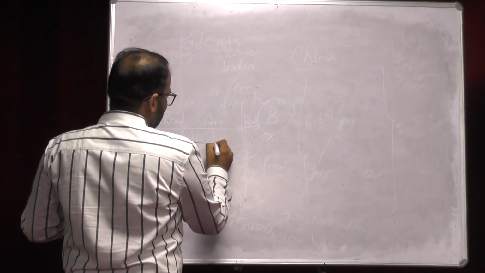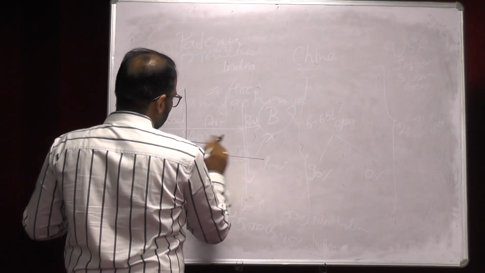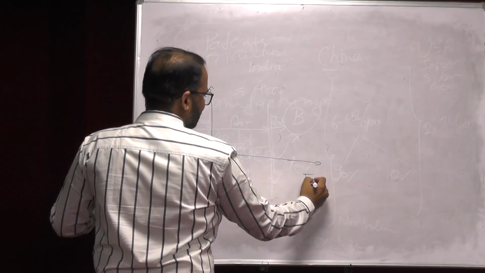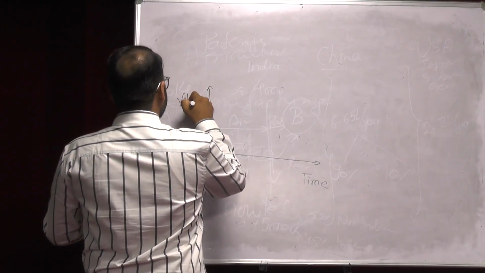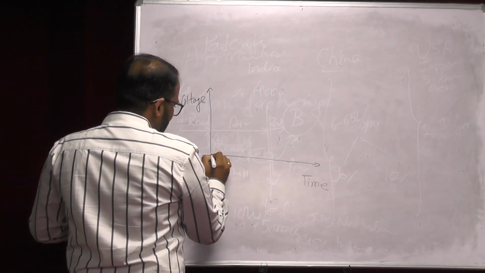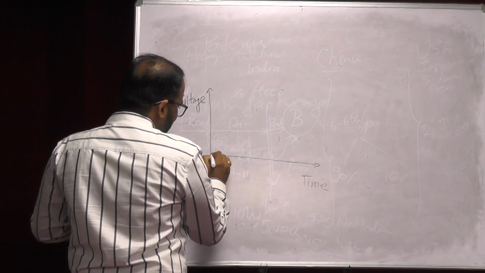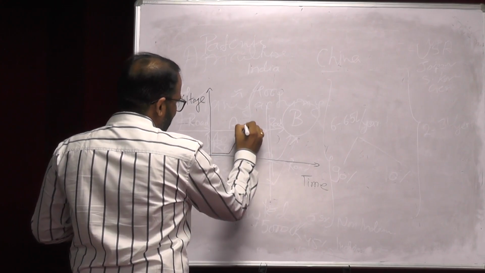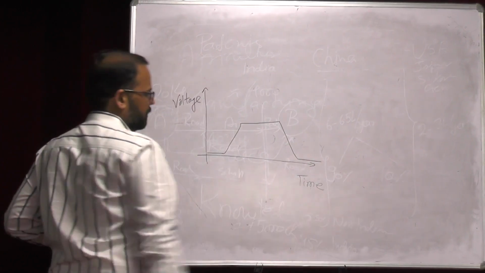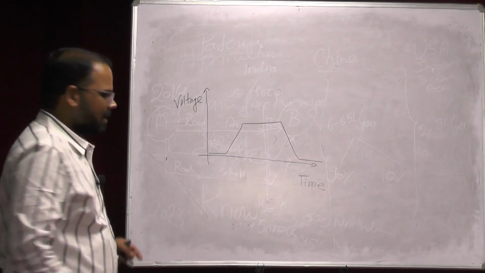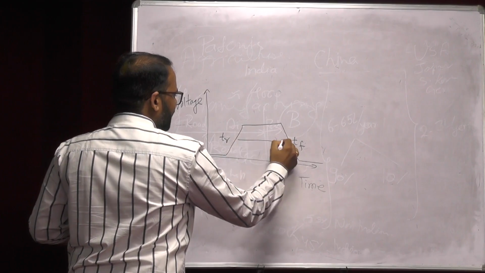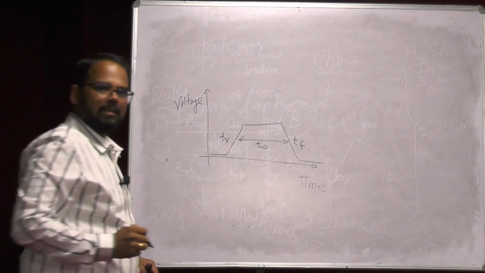So as you can see, this is your time, and this is your voltage. So your voltage parameter should be like this, and this. This is a typical pulse where you have a rise time and a fall time, and this is your pulse width.